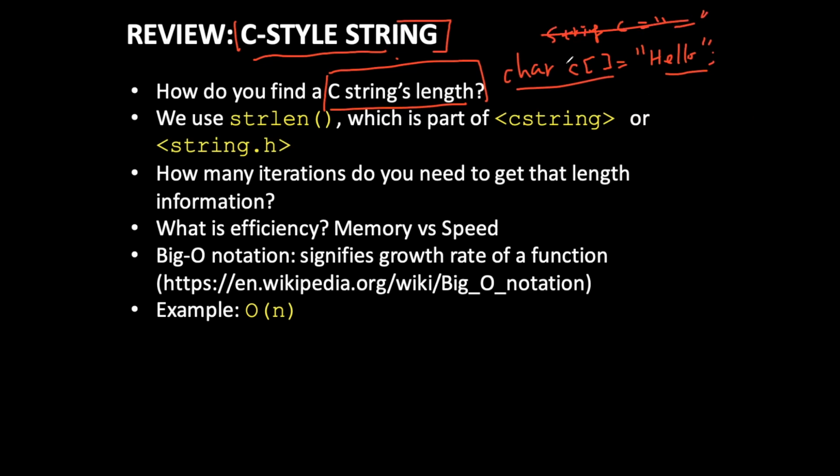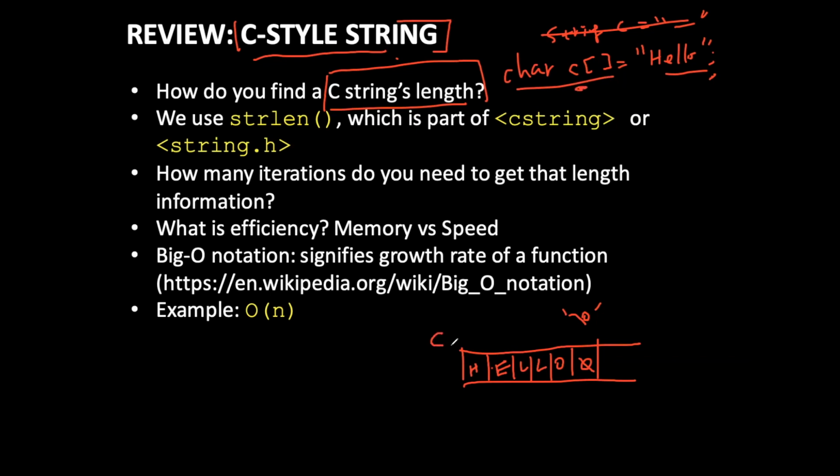Notice that the difference between the two is that the C-style string actually has a null terminator at the end, which you don't see here. If we write out this hello into our array boxes, the first one is H, second one is E, and then we have L, L, O. There's actually an invisible null terminator at the end. This null terminator is just 0.